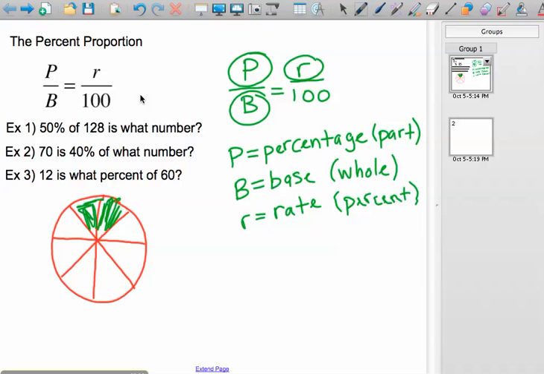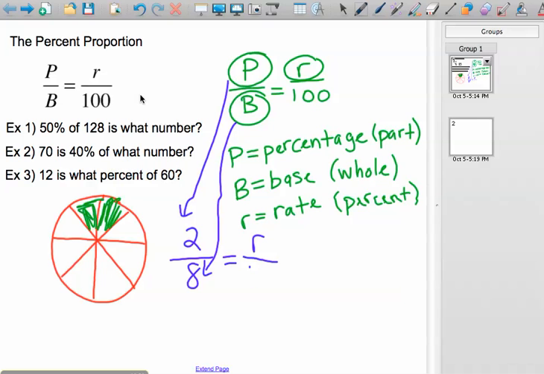Well, the percentage, or the part of the pizza that you ate, is these 2 slices. So you would represent that with 2 being the part over the base, which is the whole thing. Well, how many slices are there in a pizza pie? There are 8. That is the base. Now we set that equal to the rate out of 100. Well, the question asked us for the percent, so that is the unknown. So we leave that as R over 100.